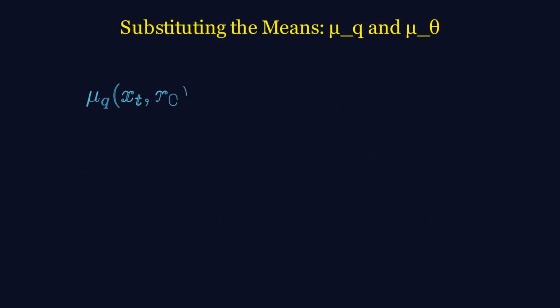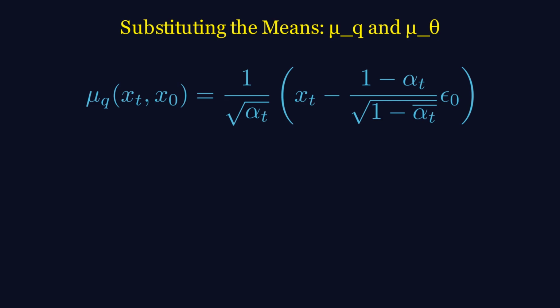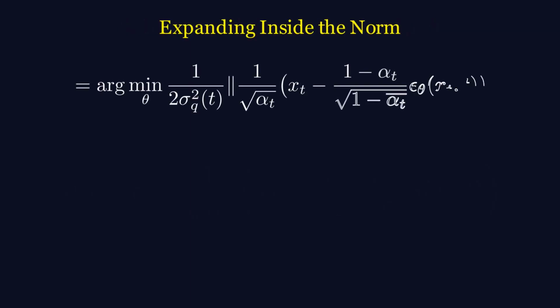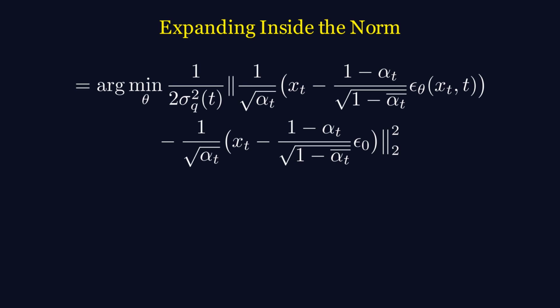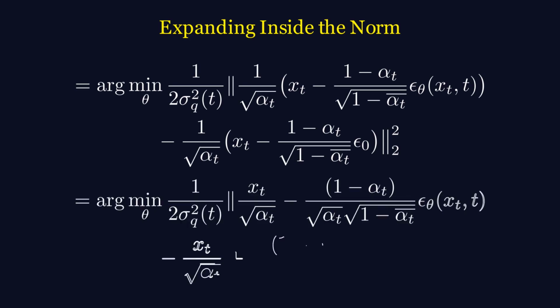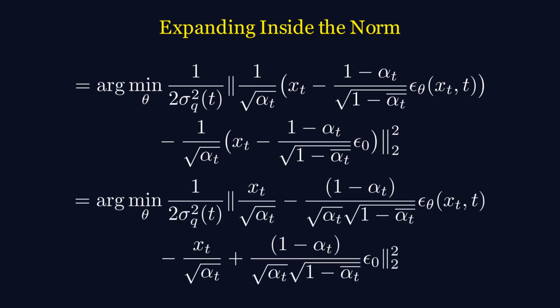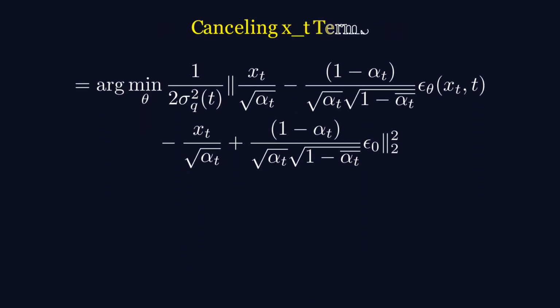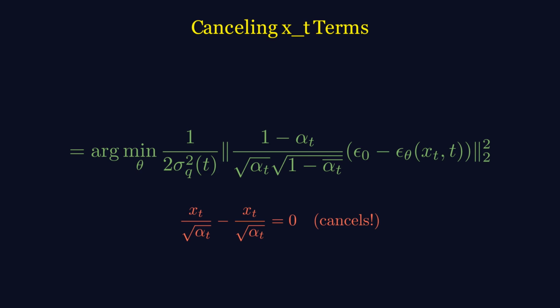Now we have the derived expressions for mu_q and mu_theta. Mu_q comes from the ground truth denoising step. Mu_theta is what our network learns to predict. So now we substitute the expressions for mu_q and mu_theta. When we expand both inside the norm, something very interesting happens. The x_t by root alpha_t terms appear in both means with opposite signs. They completely cancel out, leaving only the noise terms.